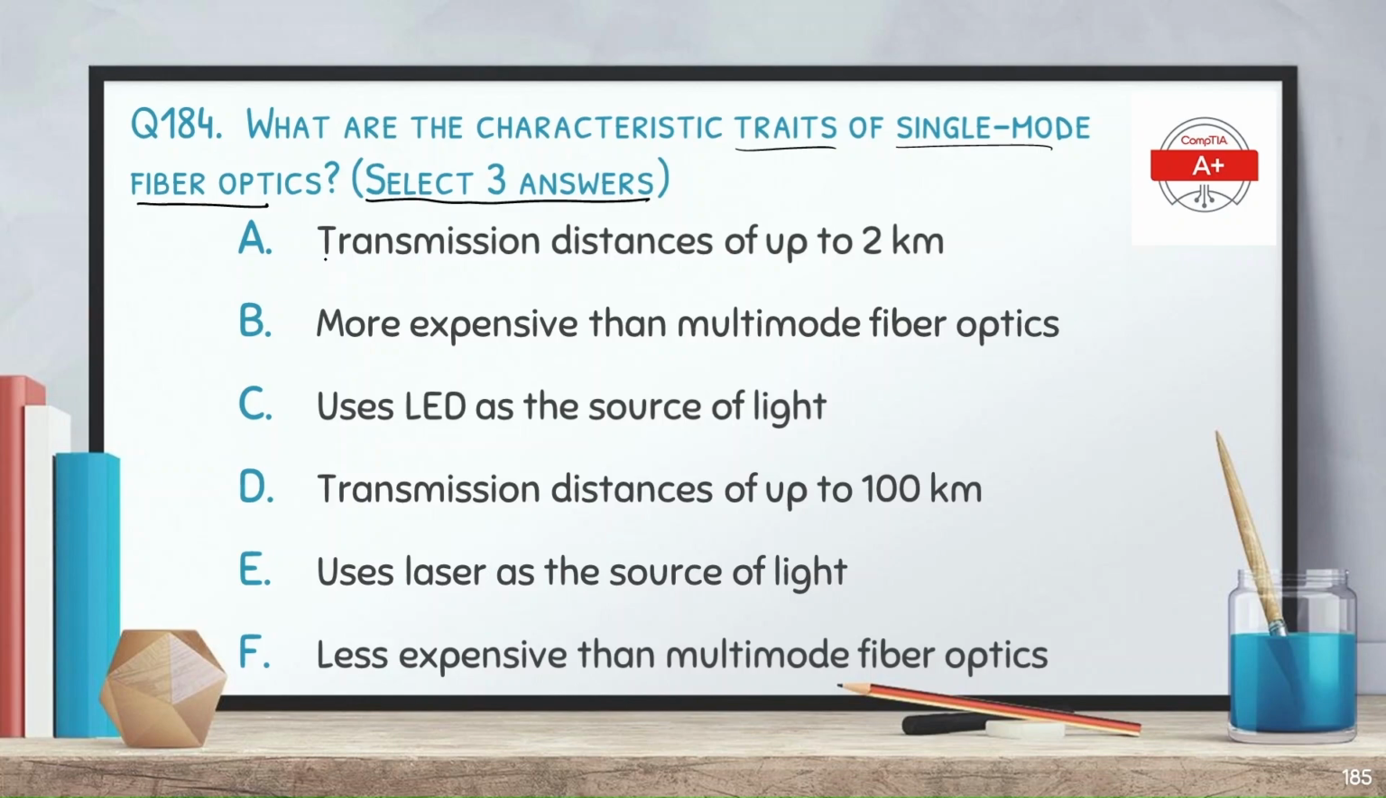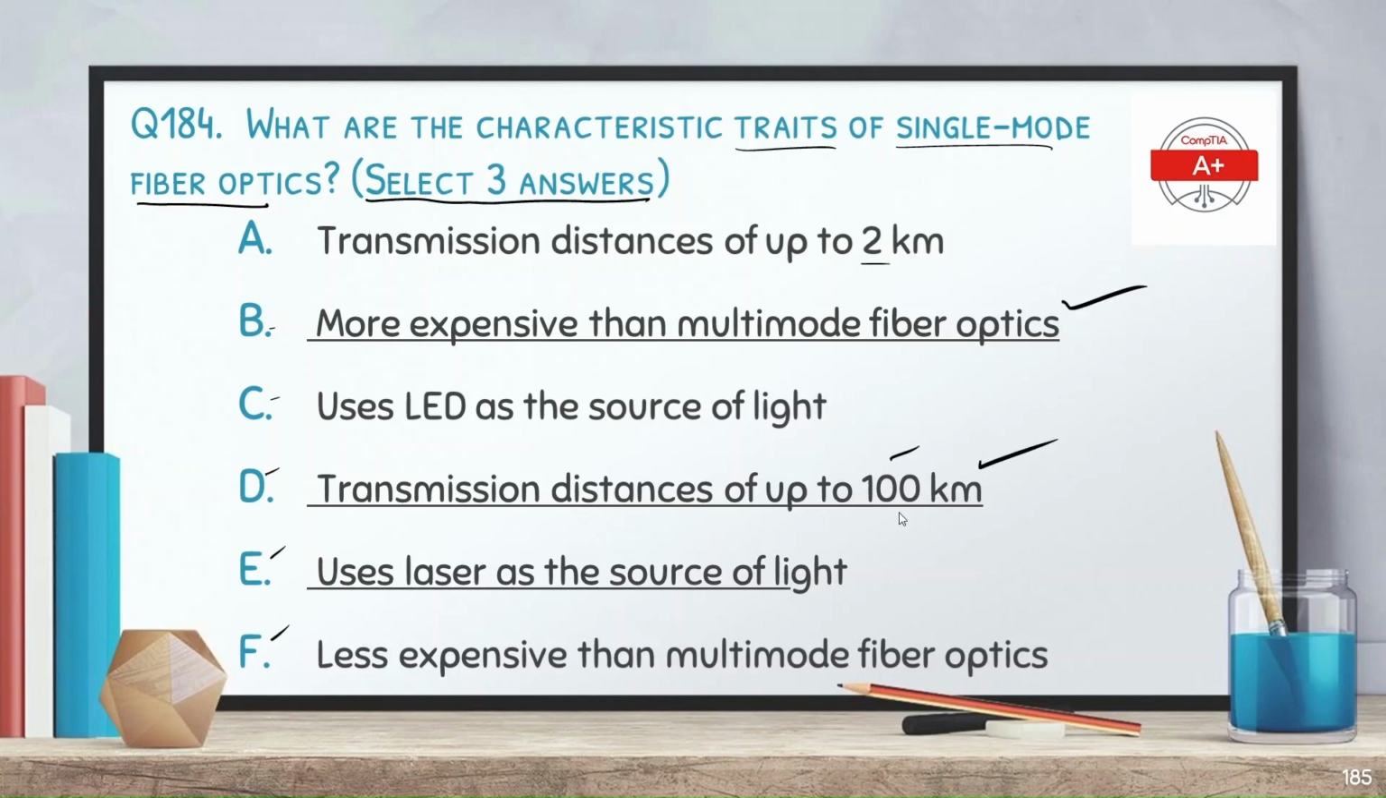The options are A, transmission distance of up to 2 km. Option B is more expensive than multi-mode fiber optics. Option C is uses LED as the source of light. Option D is transmission distance of up to 100 km. Option E is uses laser as the source of light, and option F is less expensive than multi-mode fiber optics. And the correct options are: it is more expensive than multi-mode fiber, it has a transmission distance of up to 100 kilometers, and it uses laser as the source of light.